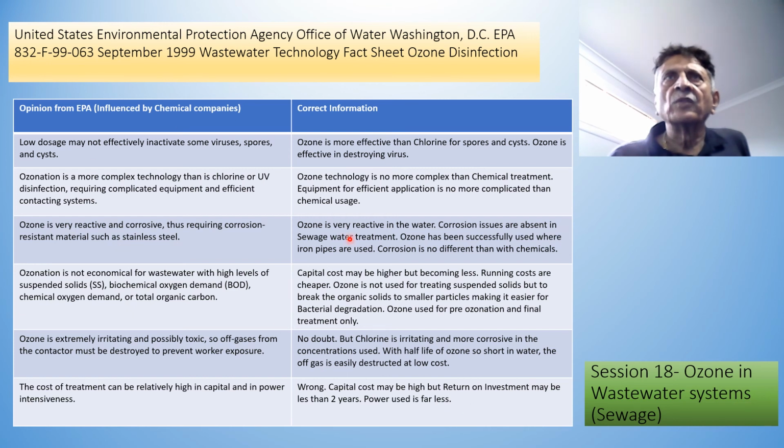So here you will notice that EPA has provided so much of information, and because they are authoritative, people tend to believe it as authoritative. Obviously, this information that is put out by the EPA is influenced by the chemical companies, so that less people will start using ozone.